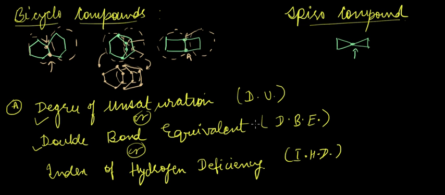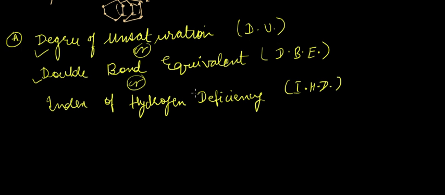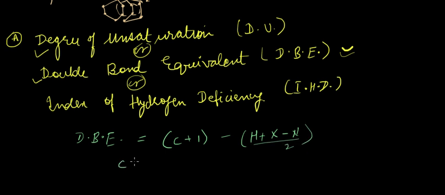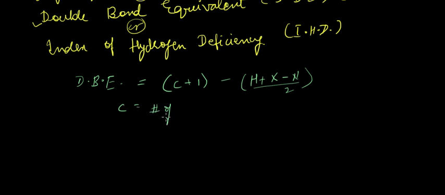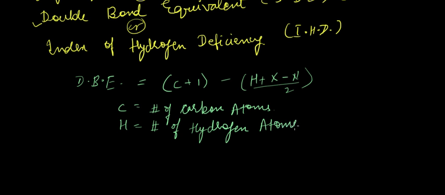So what is the formula for calculating this value of DBE, a name which is popularly used by people, so I'll use this name only to refer to all these nomenclatures in the future lectures as well. Okay, so the formula for calculating DBE of an organic compound is C plus 1 minus (H plus X minus N) by 2, where C is the number of carbon atoms, H is the number of hydrogen atoms, X is the number of halogen atoms.